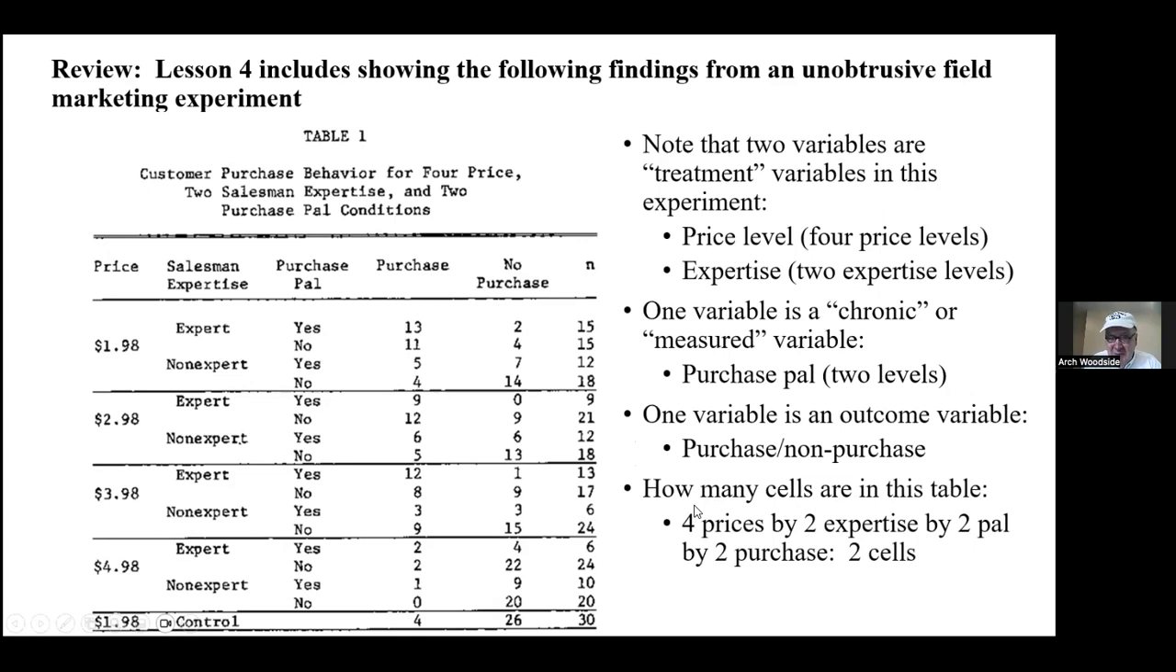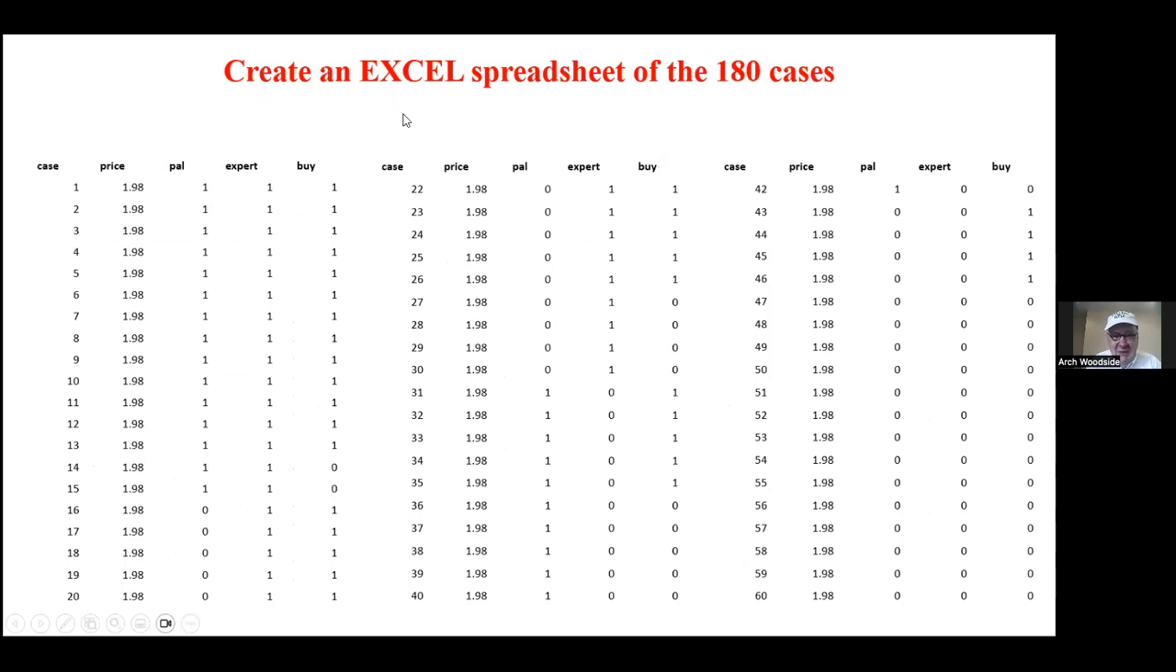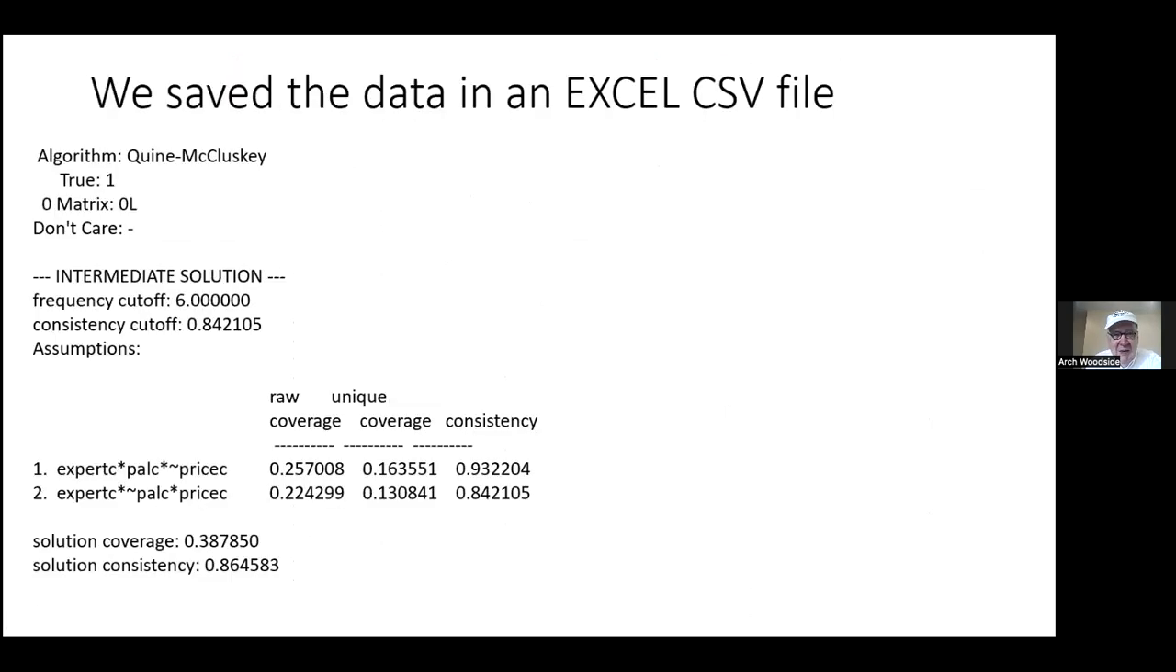If this was a 4 by 2 by 2 by 2, this would be 4 times 8, but I think we did 3 times 8, or 24 cells within the data. This is the conversion to an Excel spreadsheet, saved as a CSV file. We're going to work with this data set in a few minutes using the software fSQCA. This is one of the outputs we're going to look at today.